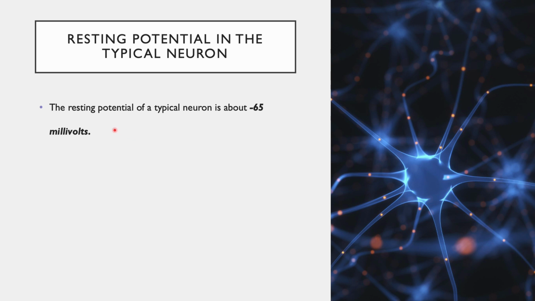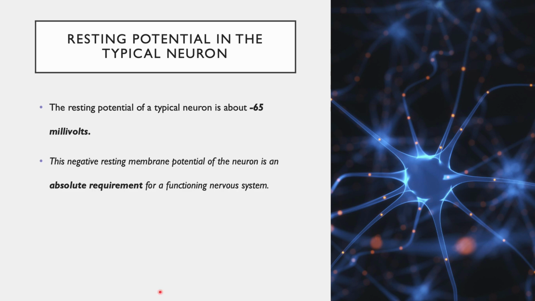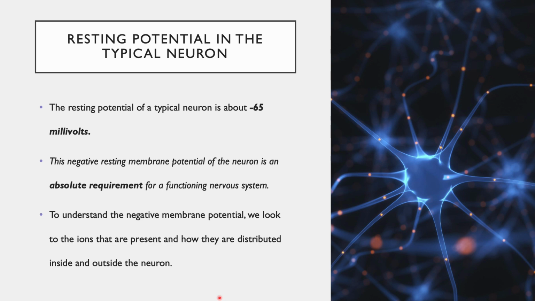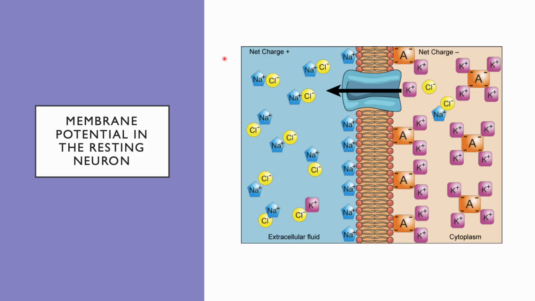The resting potential of a typical neuron is around negative 65 millivolts to negative 70 millivolts. And this is actually a requirement for a healthy, normally functioning nervous system. Cells need to be able to rest in between action potentials, also known as nerve impulses. To understand the negative membrane potential, we need to look at the ions that are present and how they're actually distributed inside and outside of the neuron. Here is the cell at rest. As you can see, there are more potassium ions present inside of the cell, in the cytoplasm, and more sodium ions present in the extracellular fluid outside of the cell.